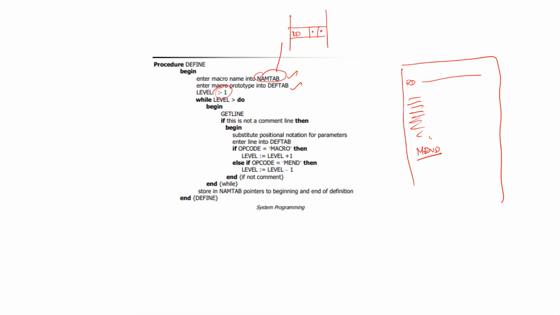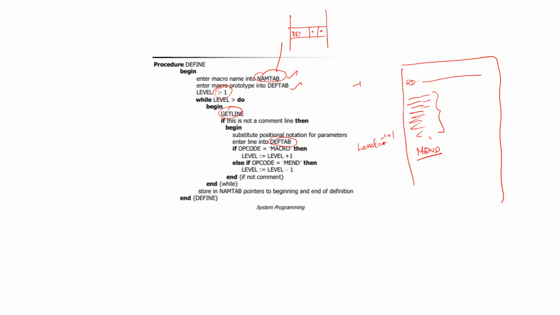Now these two lines are complete. Now level is equal to -1. Now listen here. Then you have to go to get line. We'll see get line next. Here what we are going to do is enter the lines: first line, second line, third line. When you are entering the lines, if it is a macro and you are entering the lines, level is equal to level plus 1. So initially level is equal to -1.